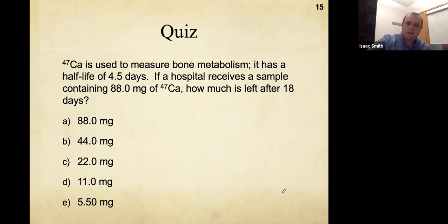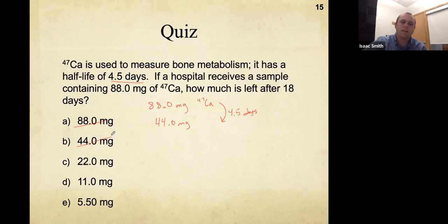Okay. So we're starting with 88.0 milligrams of this calcium-47. So how much is left after 18 days? And 1 half-life is 4.5 days, okay? So after 4.5 days, we should have half of what we started with, right? Calcium-47 is the radioactive isotope here. So we would go down to 44.0 milligrams, okay?